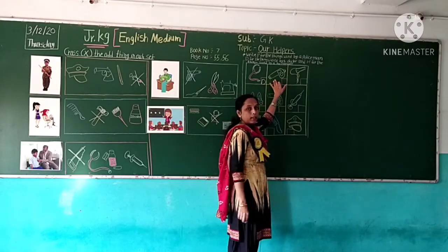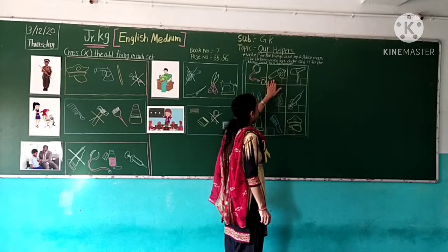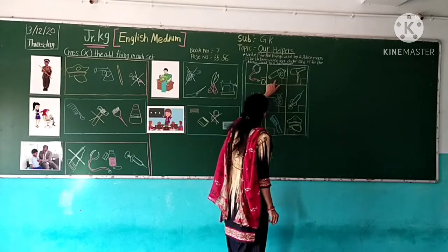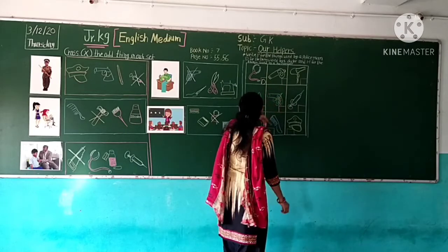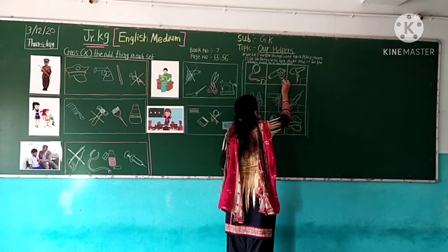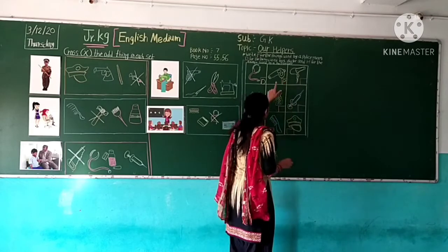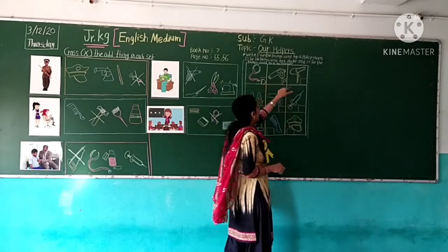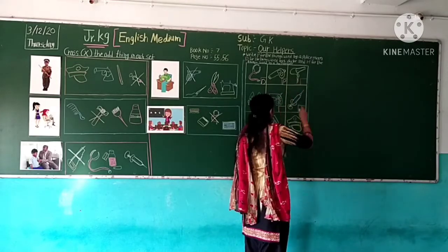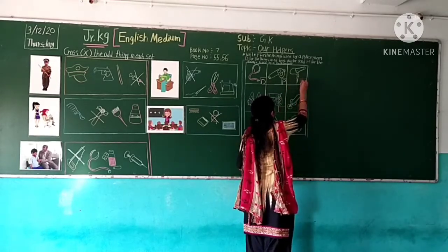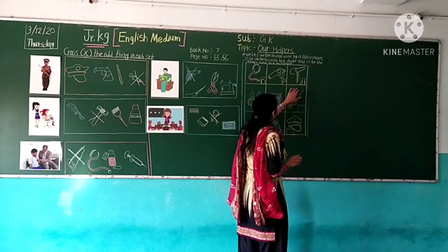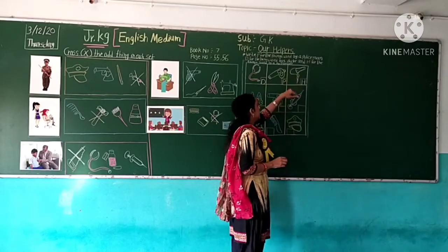And what is this? Whistle. Which picture is this? Whistle. So which helper uses this? Yes, here write P. P for policeman. A policeman uses these things. Okay. Now next, which picture is this? Hair dryer. So here we write H. But why? A hairdresser uses these things.